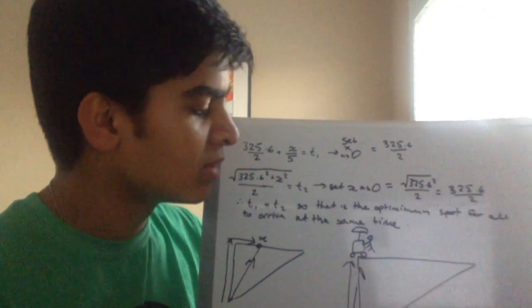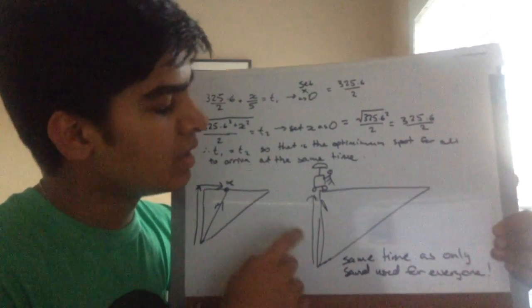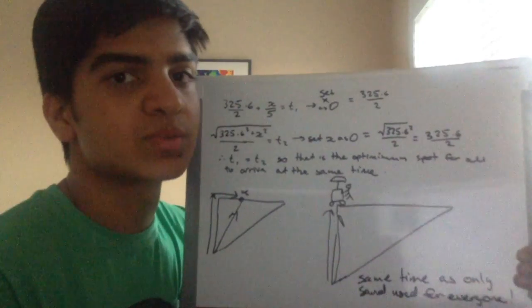And so I found that the place to put the cart to get all of them to get there at the same time would have to be straight up, because that's the fastest way for all of them to go.